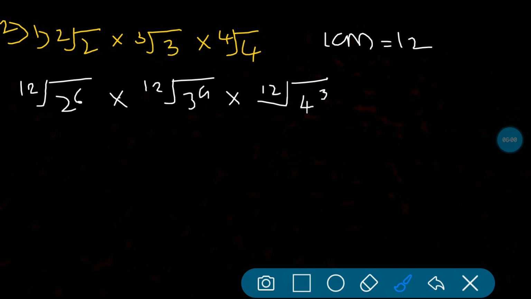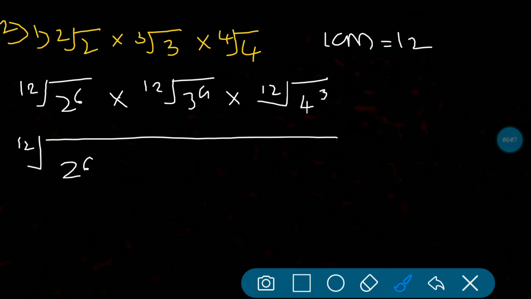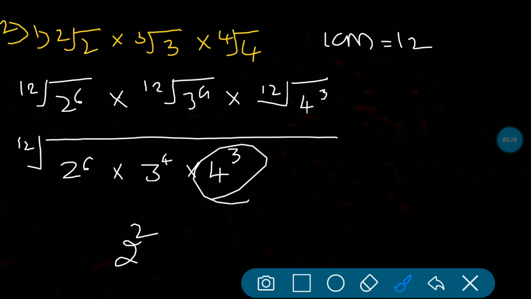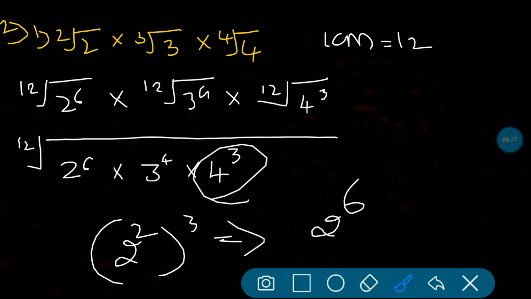Now I'll just neatly write this. So until here we have discussed, right? Now what we are going to do, just put this root for all the terms at the end: 2 power 6 multiplied by 3 power 4 multiplied by 4 power 3. Now until here it is okay. Now 4 can be written as 2 square and that 3 power is already there. So what is this? 2 power 6, since 2 times 3 is 6. So 4 cube is nothing but 2 power 6.